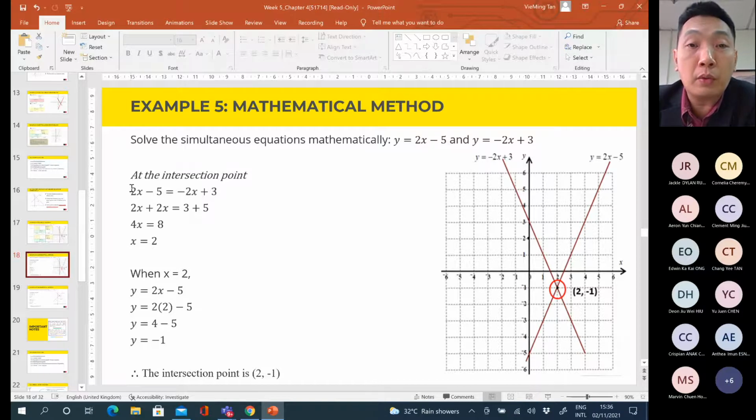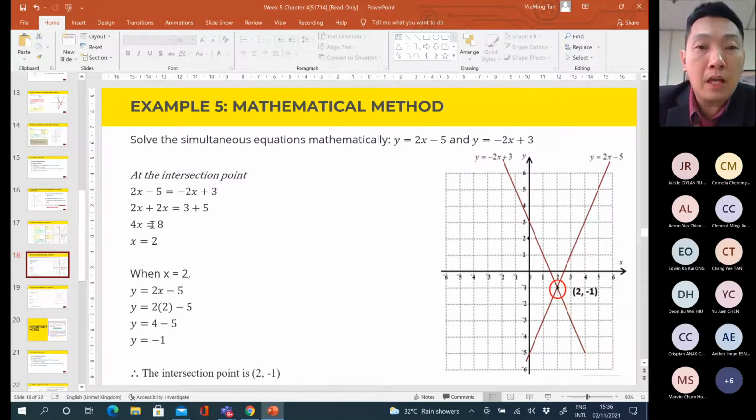Okay. So next is we have to transpose the formula so that all the x will be on the left hand side. Okay. And then all the numbers will be on the right hand side. Okay. So what we can do is we move this minus 2x to the left, becomes plus 2x. And this minus 5 move to the right hand side, becomes plus 5.